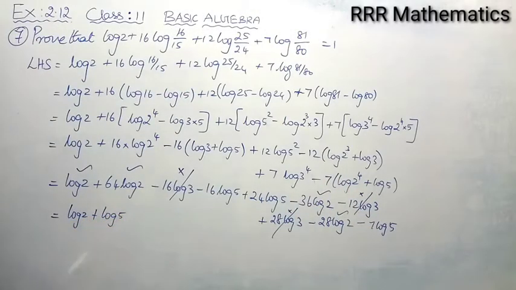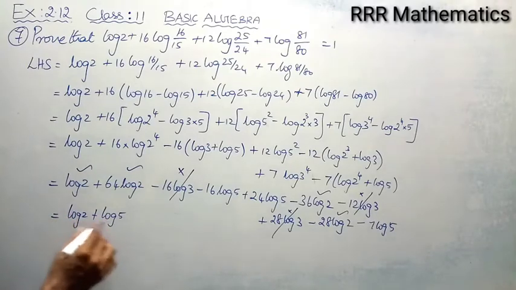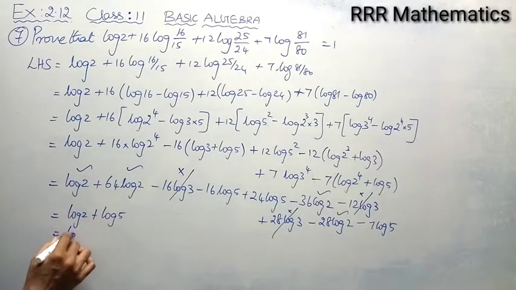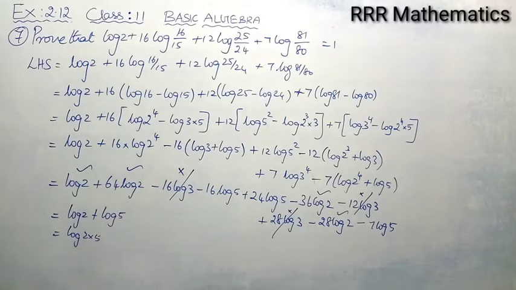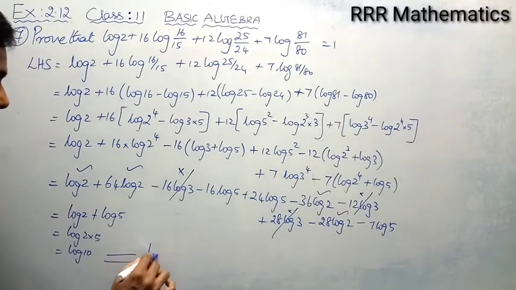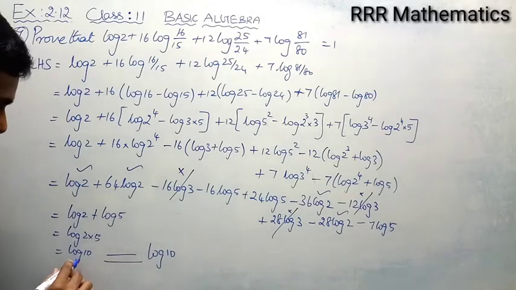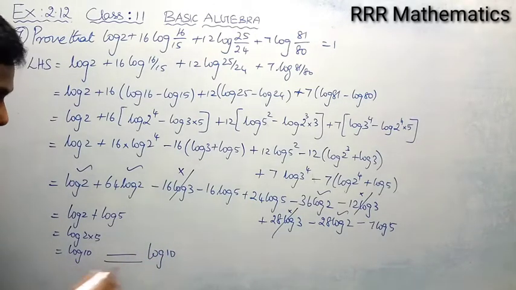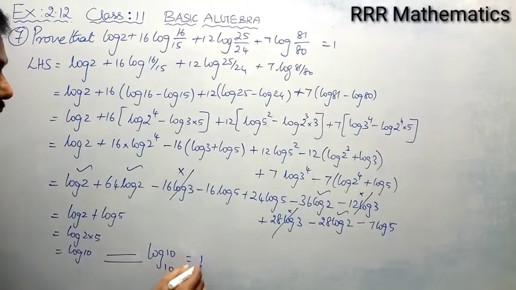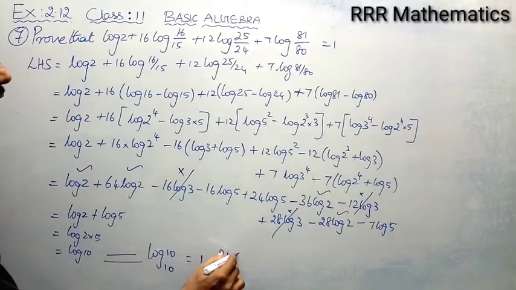1 log 5. Okay, product rule: log m plus log n is log m into n. So log 10. If the base is not given, you consider the base as 10. Log 10 base 10 gives 1. This is what your right hand side is.